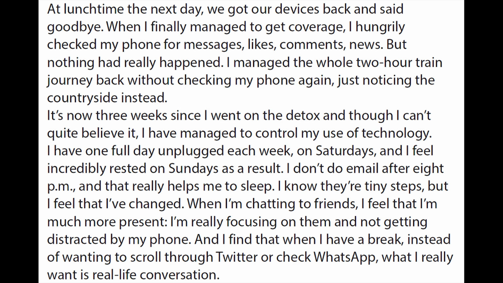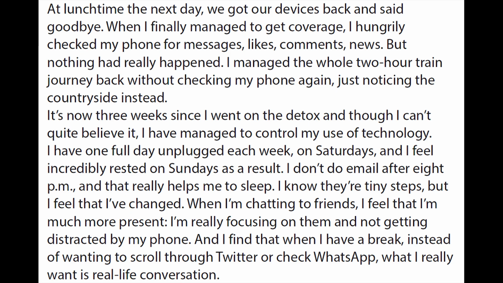I have 1 full day unplugged each week, on Saturdays, and I feel incredibly rested on Sundays as a result. I don't do email after 8 p.m, and that really helps me to sleep. I know they're tiny steps, but I feel that I've changed.